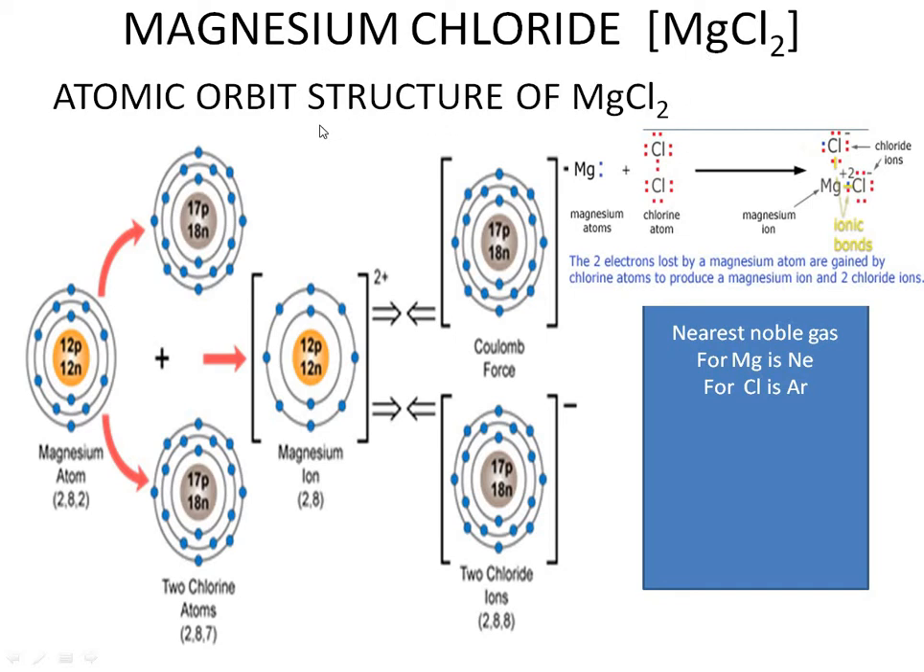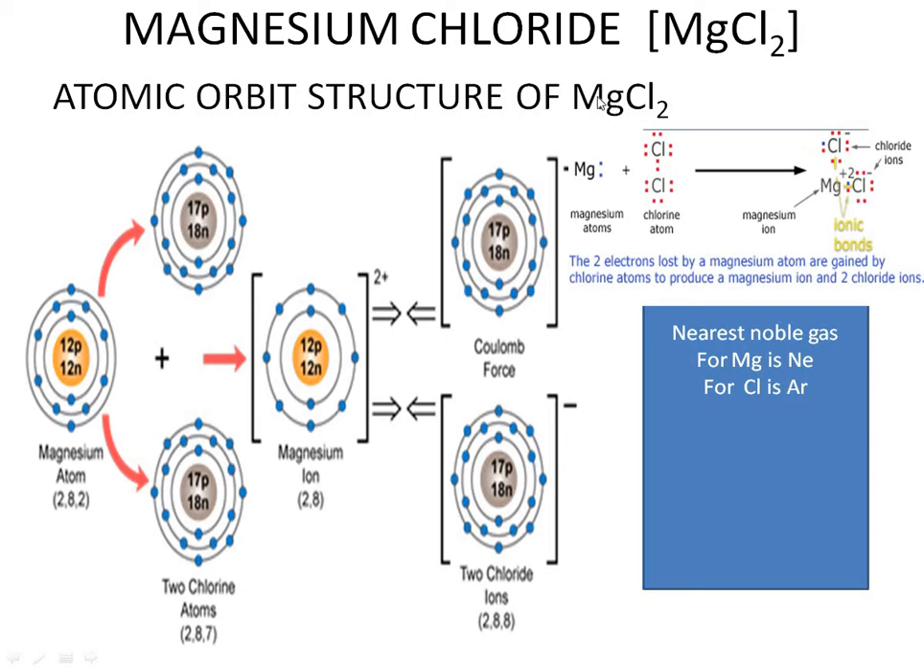We are going to follow only the atomic orbit structure this year. Next year we will follow the electron dot structure. The electron dot structure is given here, but if you are getting confused with this, you need not follow that. Follow only this atomic orbit structure. Now we'll see the atomic orbit structure of MgCl2.